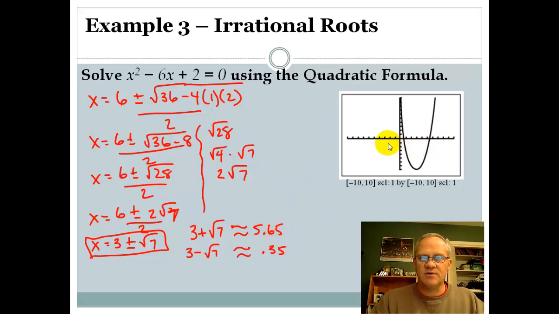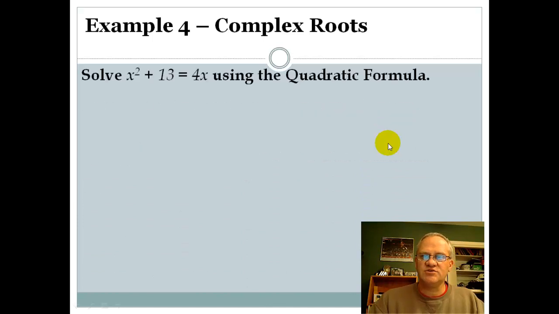So that's if you get two irrational roots. And then complex roots, and again, a complex number is made up of a real number and an imaginary number. That's why it's complex. Remember, an imaginary number has a square root of a negative number. So on this one, we're going to get a negative number inside the square root, and that's what's going to cause us to have an imaginary number, or complex.